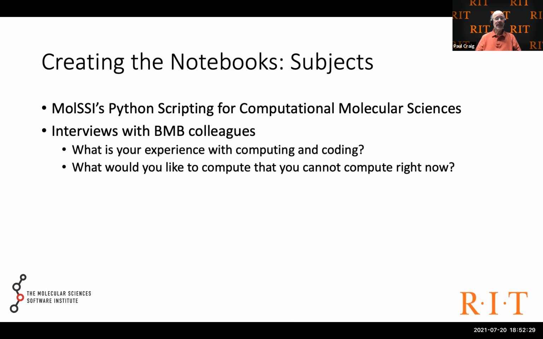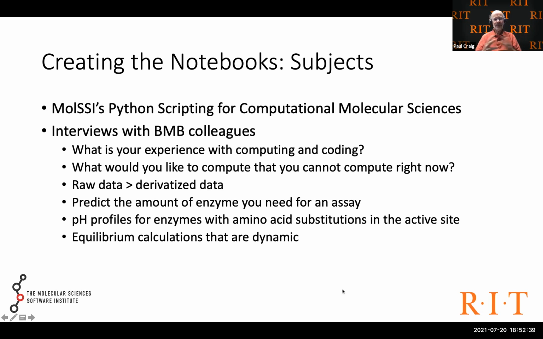And so I asked them what experience they had with computing and coding. I asked them what they would like to be able to use computers to do in the lab that they can't do right now, either for their teaching or for their research. And so they came up with a bunch of subjects. The idea of just being able to convert raw data into derivatized data, maybe automatically build a standard curve just by importing the data, for example, or being able to predict the amount of enzyme you need for an assay, and actually set up the notebook to do that for you, so you don't have to keep putting things in cells and entering formulas. Maybe predicting pH profiles for enzymes with amino acid substitutions in the active site.